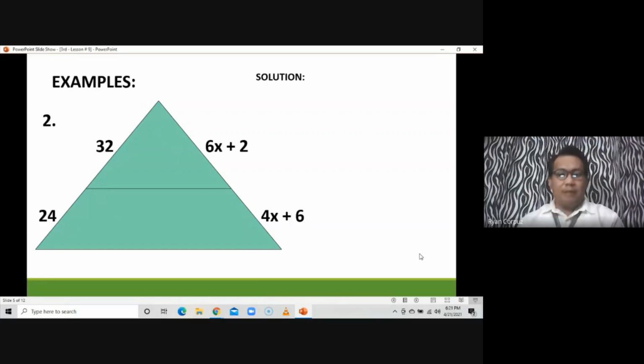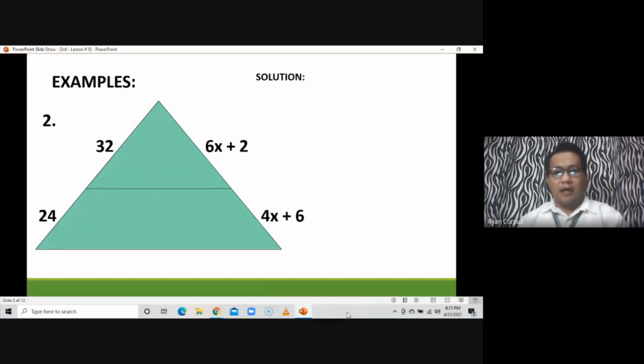For example number 2, we have another given triangle. A segment intersects two sides of the triangle, and that segment is parallel to the third side of the triangle. The given measurements are 32 for this segment, 24 for this one, 6x plus 2 for this one, and 4x plus 6 for this segment.